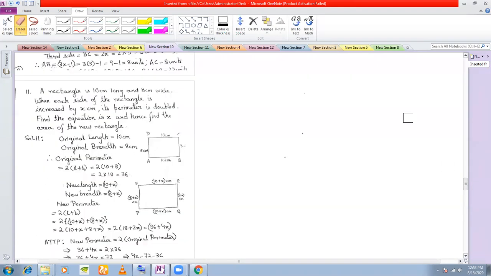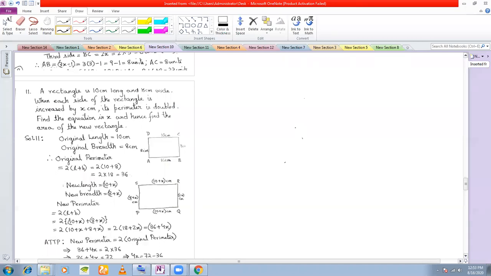Okay, number 11. The question here is, a rectangle is 10 centimeter long. That means the length of the rectangle is 10 centimeter and 8 centimeter wide. Breadth of the rectangle is 8 centimeter. When each side of the rectangle is increased by x centimeter, that means length is increased by x centimeter, the breadth is increased by x centimeter.